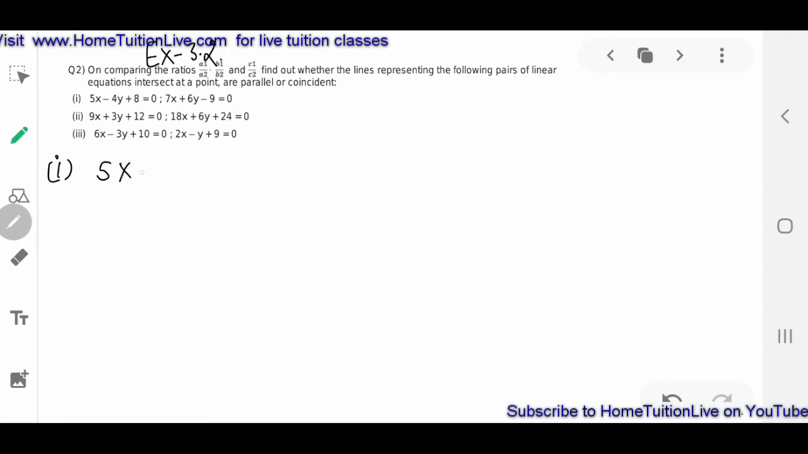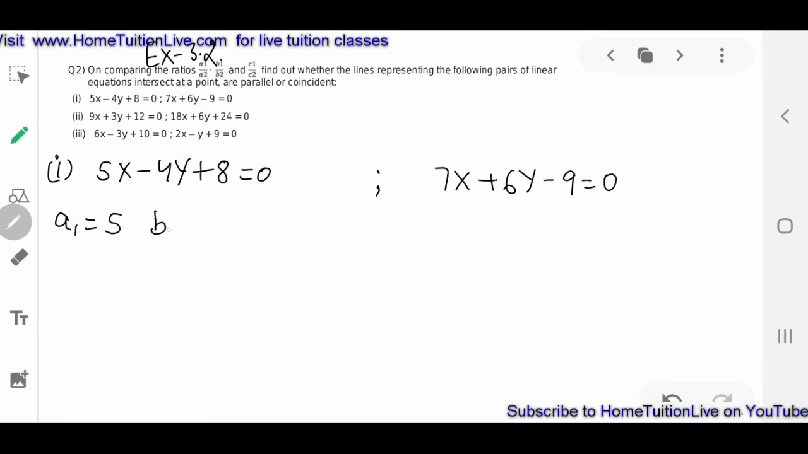5x minus 4y plus 8 is equal to 0. The second equation is 7x plus 6y minus 9 equals 0. Here a1 is the coefficient of the x term, b1 is the coefficient of the y term, that is minus 4, and c1 is the coefficient of the constant term. Now here a2 is the coefficient of x, b2 is 6, the coefficient of y, and c2 is minus 9.